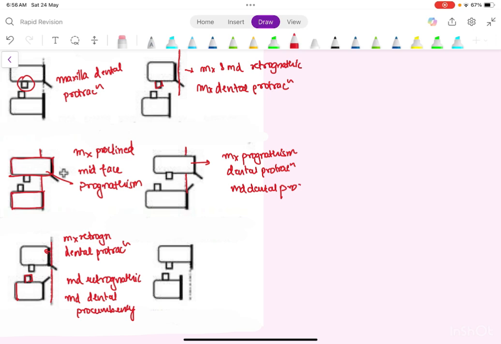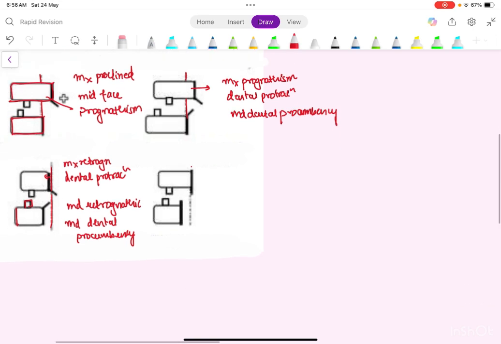Then let's talk about the last one, which is left. Look at it, this is the line of occlusion, and we have a normal maxilla, but the mandible is retrognathic, so we have mandibular retrognathism.